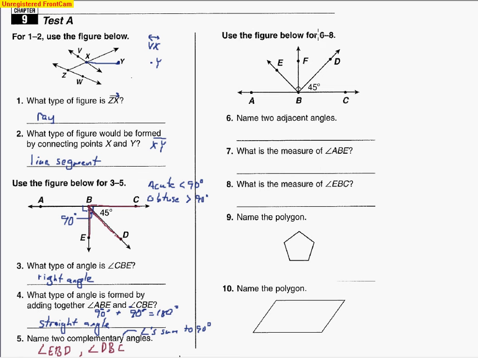Use the figure below for 6 through 8. So name two adjacent angles. Adjacent means they share one side. One side. So we need two angles that share a side. So there's more than one way to come up with an answer here. A possible answer would be CBD, so angle CBD, and then it also has to share a side. So I'm going to have it share this side right here, so DBF, so angle DBF.